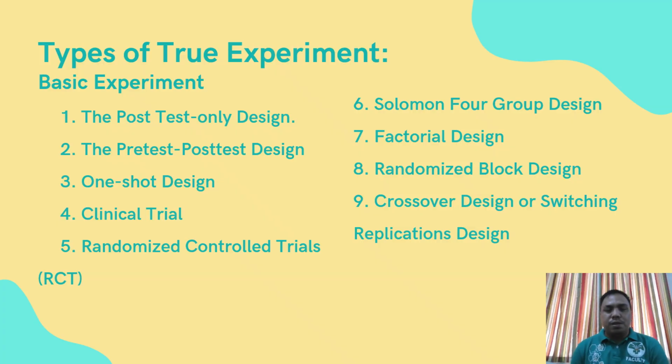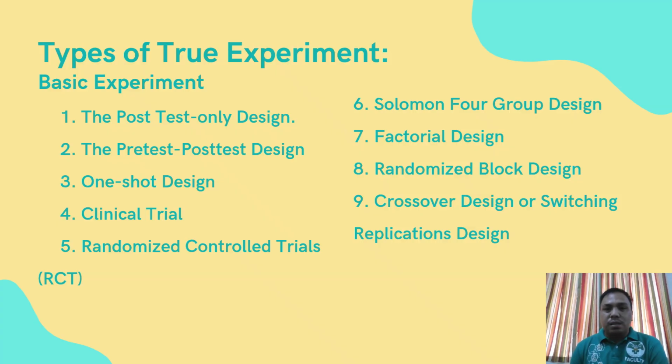These factors can limit the generalizability of the study's findings. Okay, these are the types of true experiment. We have your basic experiments, structured to test the effect of an intervention in different ways. The post-test only design measures outcomes after the intervention without pre-testing to determine its immediate effect.